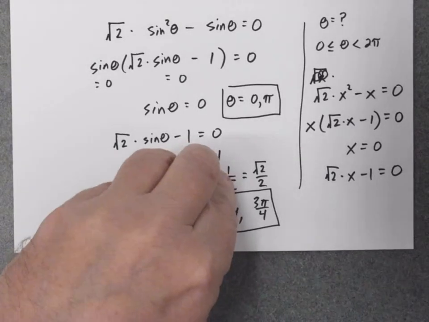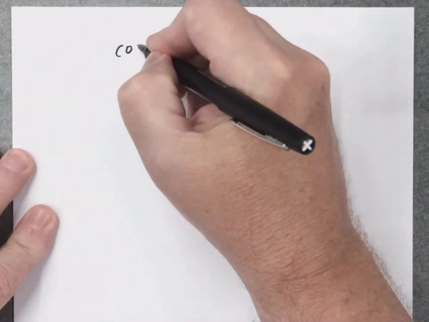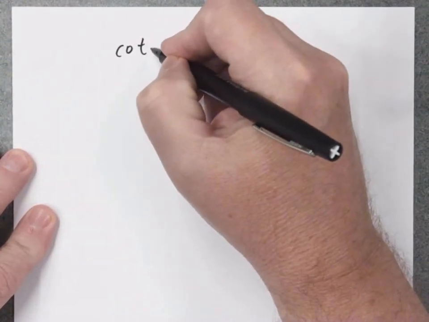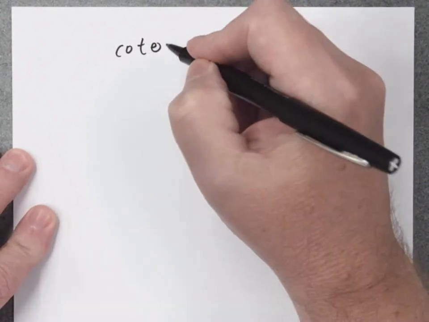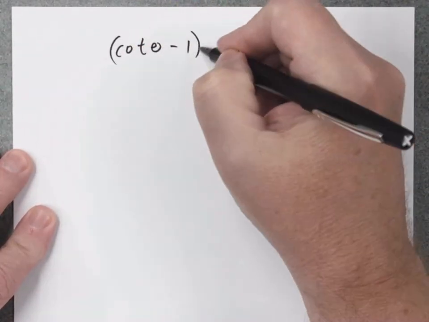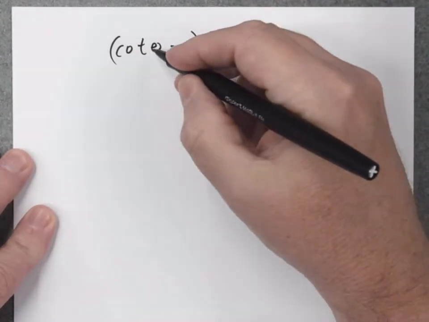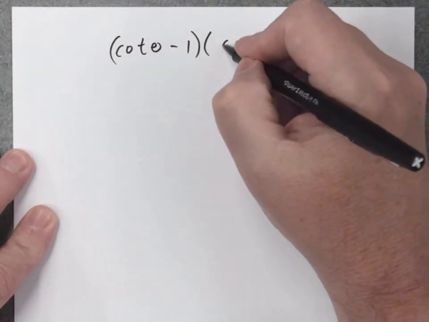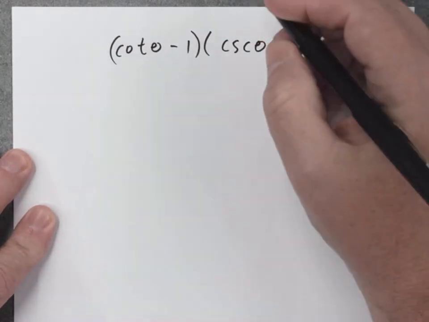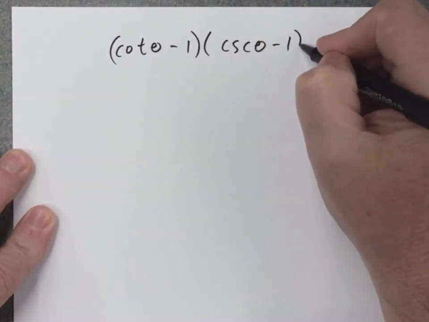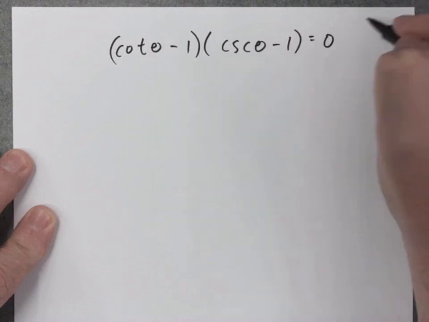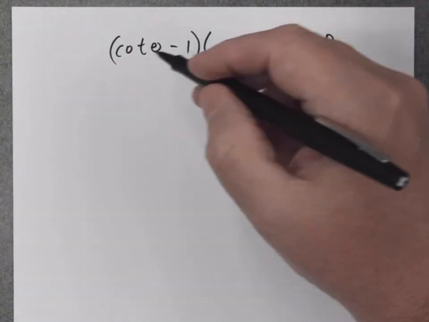All right, one more problem I see. This one looks a little messy, but actually it's a little simpler than the one we just did in terms of the math part of it, but the trig part of it might be interesting. Cotangent of theta minus 1 times cosecant of theta minus 1. So we have a cotangent and a cosecant.